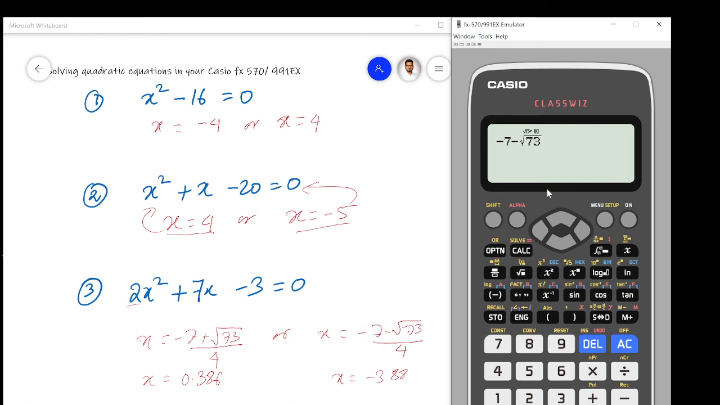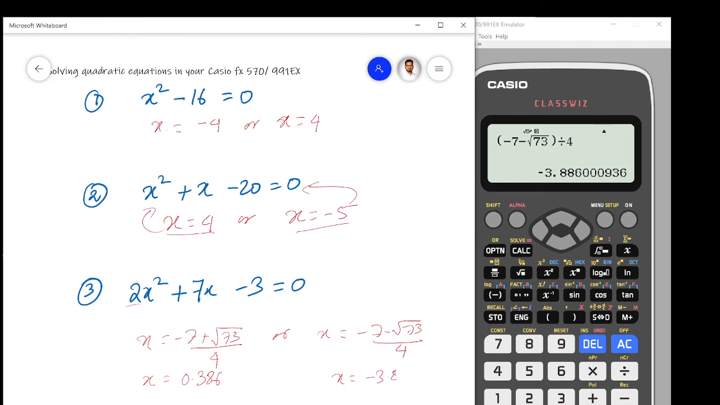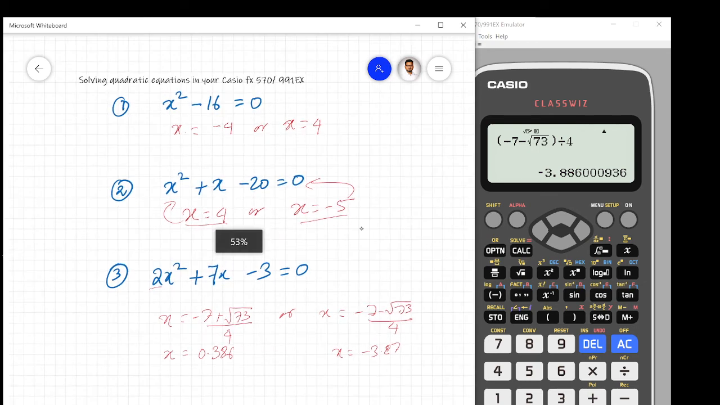One of the common mistakes that I observe is that whenever students are not using the fraction option, they write divided by 4, but they don't realize that they are just dividing the root 73, not the entire numerator. So you can always use the rule of BIDMAS, put the bracket, divided by 4, get your answer. We got negative 7, shift and enter is my savior, which is negative 3.887. That's going to be my answer. So this is how you can use your Casio GDC to find the solution of a quadratic equation.